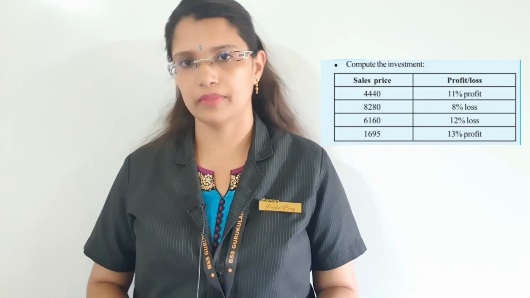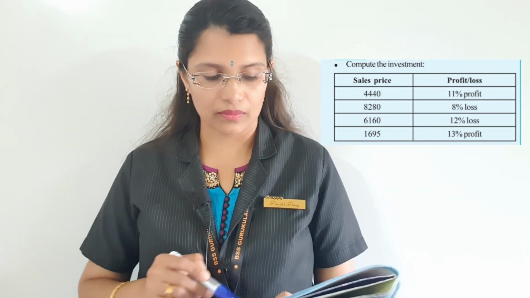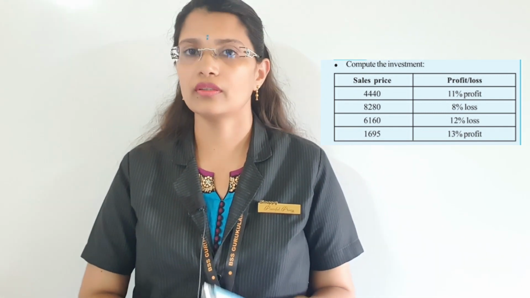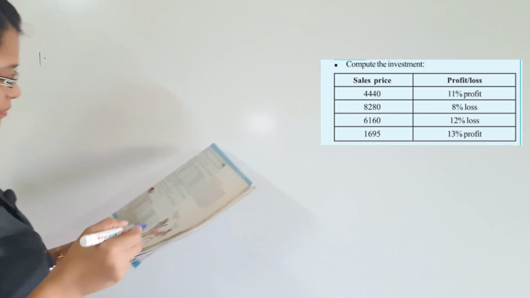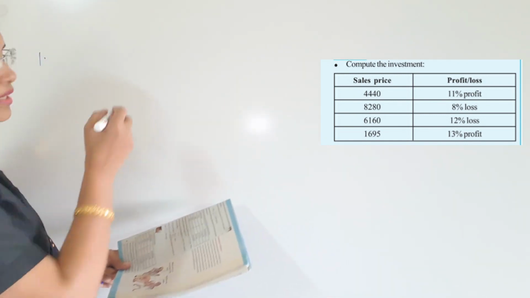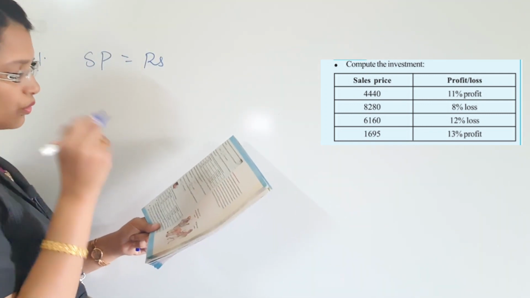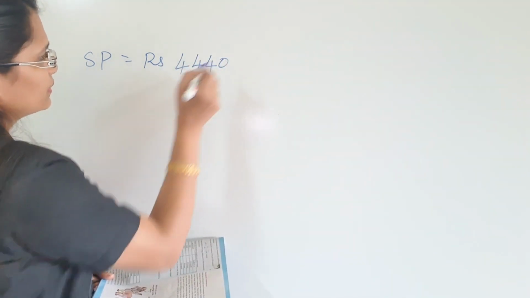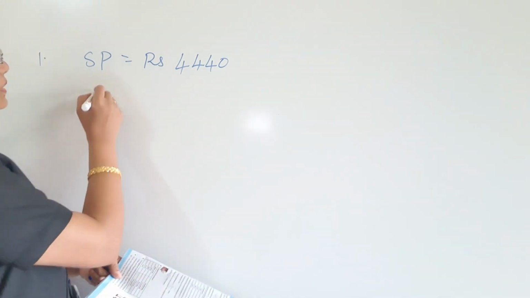Compute the investment, that is, we have to find out the cost price. One column is for sales price, that is selling price, and another is for profit or loss. Let's do the first question. Sales price, that is, selling price is equal to rupees 4440. Then profit is equal to 11%.